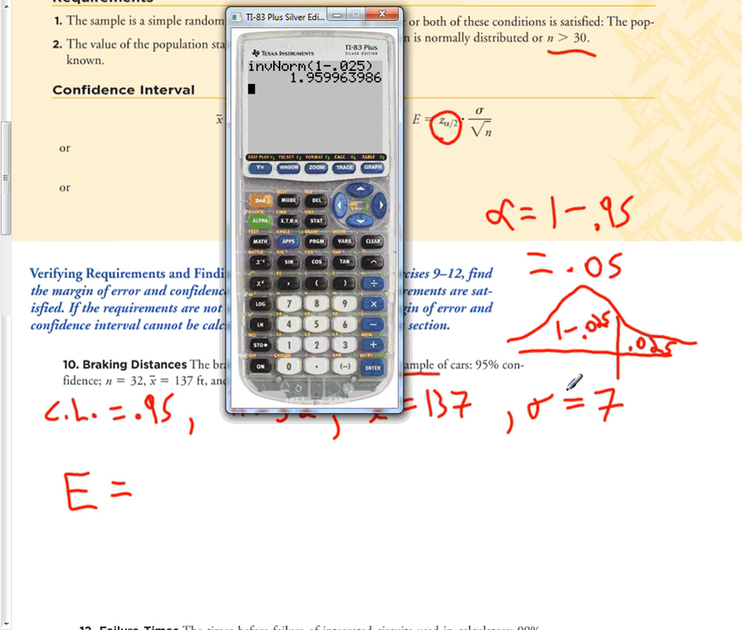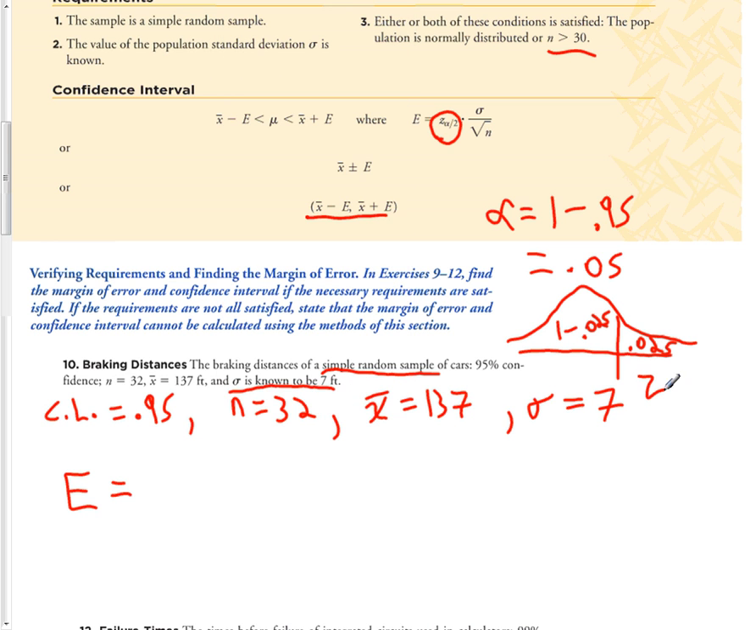So my critical z, my z of alpha over 2, is equal to 1.96. Let's clean that up a little bit. So we have the z score that I need here. The z of alpha over 2 is equal to 1.96, and we already knew that sigma was equal to 7. So now we have all the information we need to calculate our margin of error.